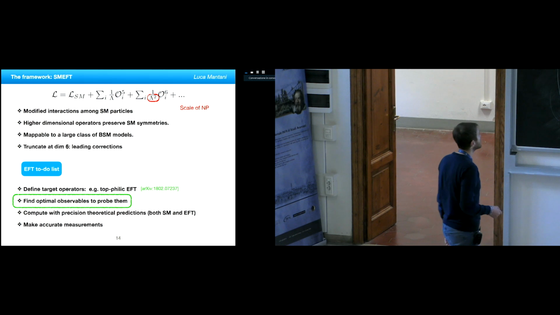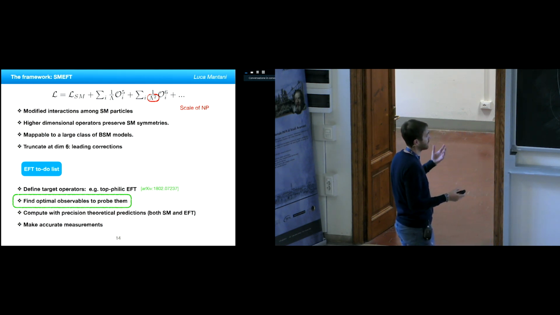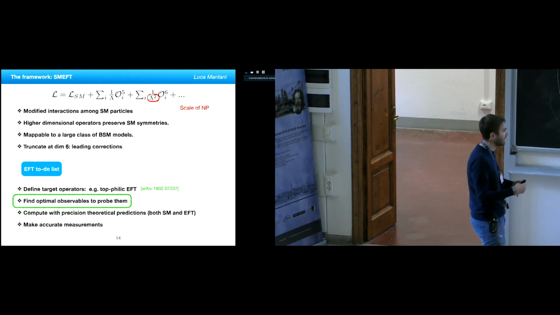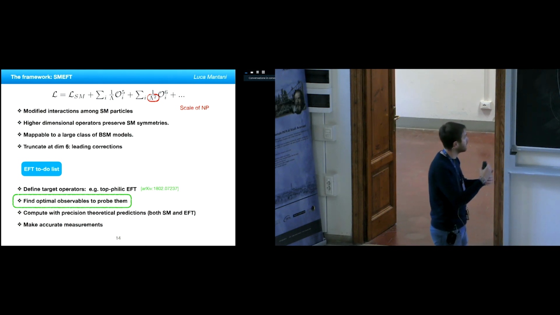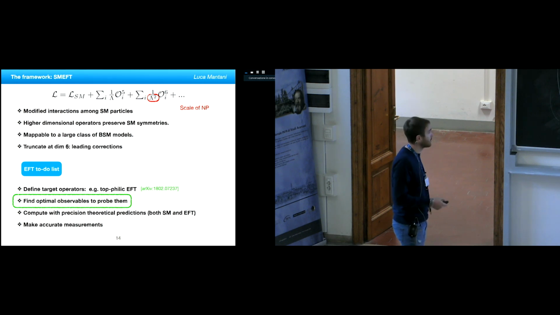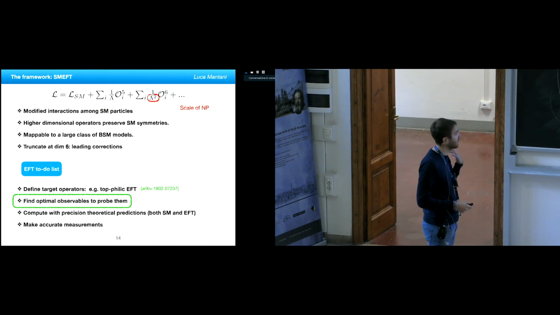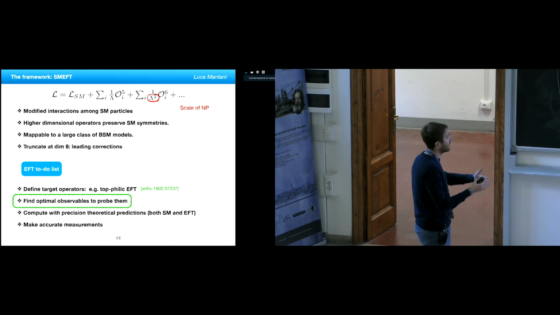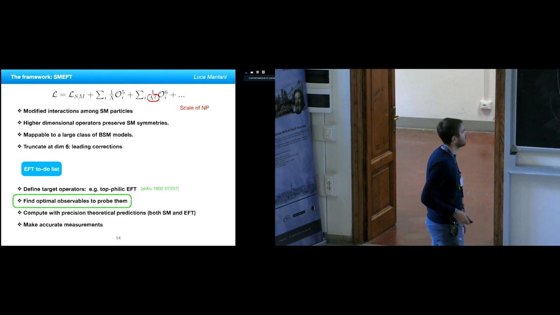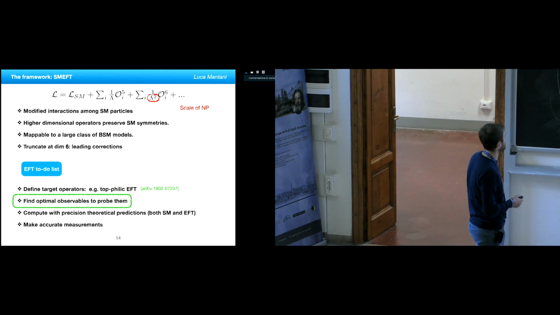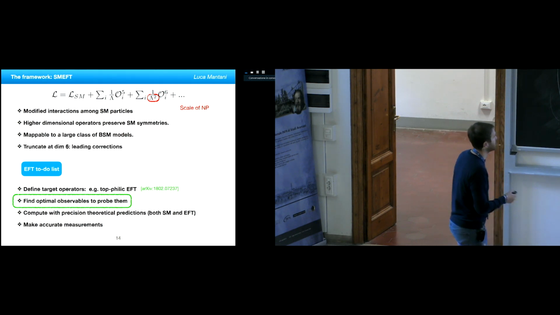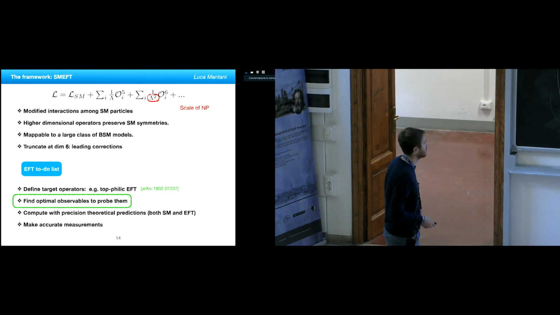The EFT to-do list is a sort of list of things that we usually do in searches for new interactions. The first one is we define some target operators, because as you've seen before, there are so many, and you need to limit your scope. You want to find some optimal observables to probe them, and this is going to be the focus of this talk. And then you want to compute precise theoretical predictions and make accurate measurements.